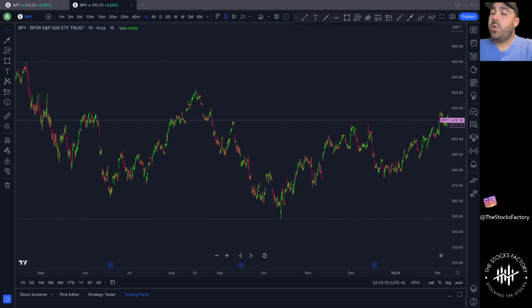Another thing that we want to consider is this is not going to be the only reason we enter, but it is a very good confluence point in addition to other confluence points that we want to have. We want to have at least 2 or 3 confluence points before we enter or exit. It's a very good confluence point though.